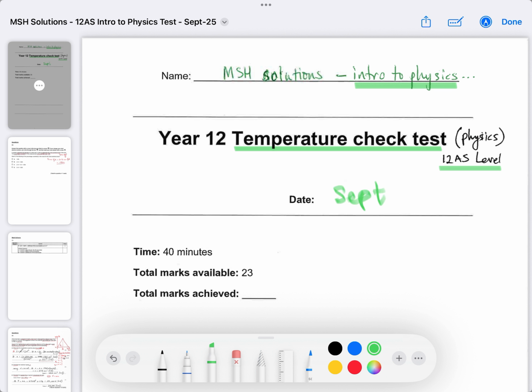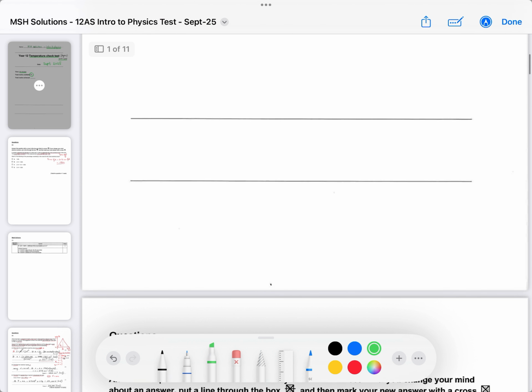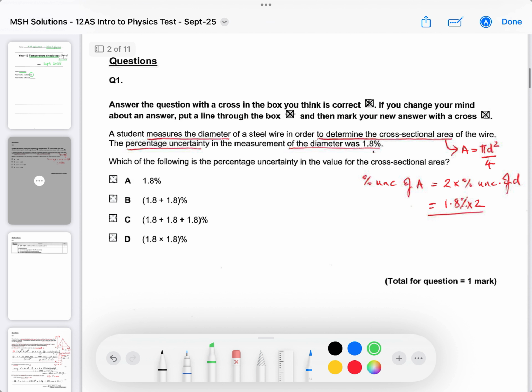and units and practical skills. So we've done this just to see how they're coping early on in the course. We only made it 23 marks, so they had plenty of time, and 40 minutes was available to them. Okay, so let's just go through my answers. I went through it with my students today, and the first one is a multiple choice question.